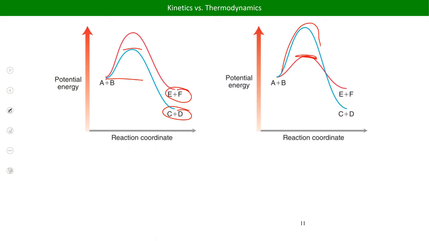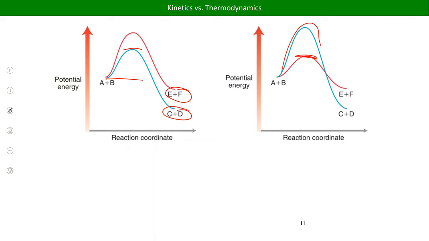So by keeping it at a low temperature, we could basically say almost none of it is going to make C and D, even though C and D is favored at equilibrium. This is our carbon versus graphite difference, right? Graphite's favored at equilibrium, but the rate is such that it will never actually make that.